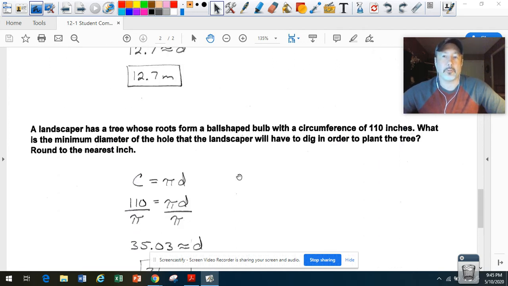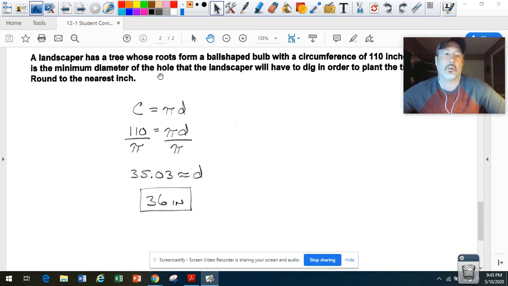Okay, here we go now. A landscaper has a tree whose roots form a ball-shaped bulb with a circumference of 110 inches. What is the minimum diameter of the hole that the landscaper will have to dig in order to plant the tree? Round to the nearest inch. Remember, we're going to the nearest inch right now. So once again, we do know what the circumference is. The circumference is 110 inches. We are trying to figure out what the diameter is, and we do know what pi is, 3.14.